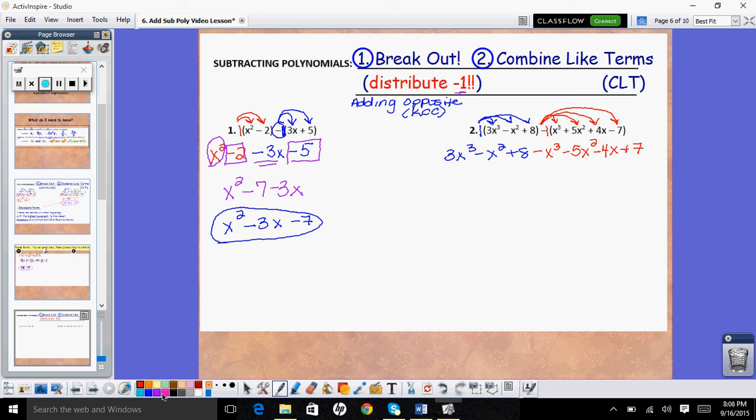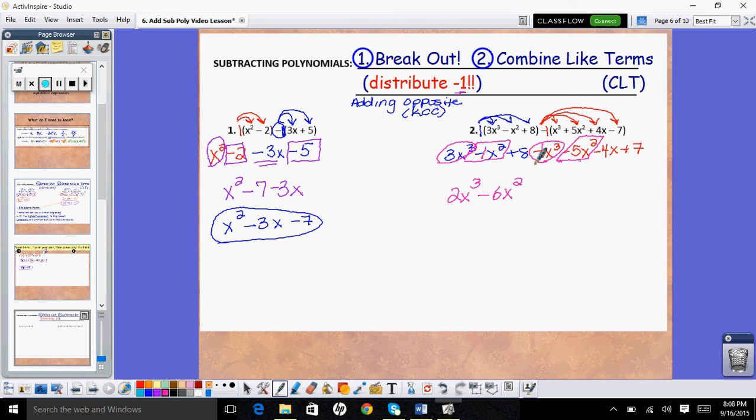Now let's look for like terms. To save some time, you can begin by looking for like terms of the highest exponent. That way we don't have to rewrite our answers in the end. So I have my highest exponent is x cubed. 3x cubed minus 1x cubed is 2x cubed. I then have negative x squared minus 5 more x squared. So negative 1 minus 5 more is negative 6x squared.